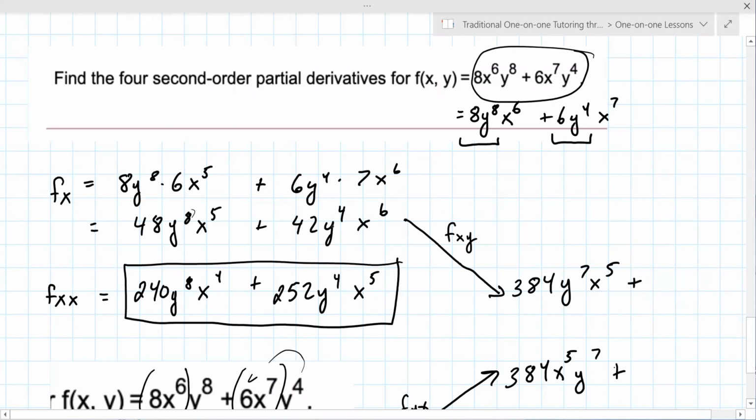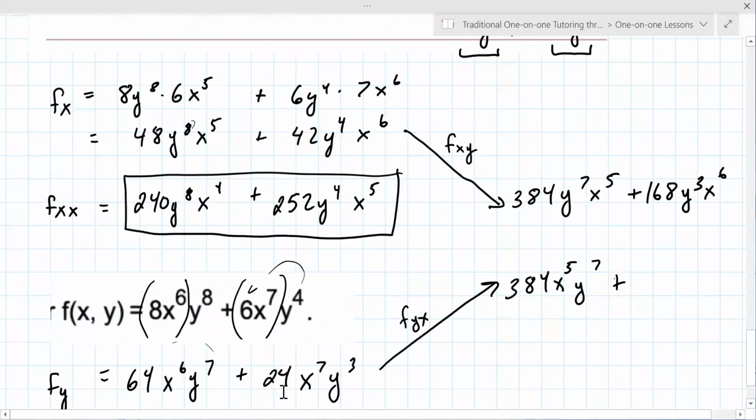Let me just correct this. 4 times that gives you 168 y cubed x to the 6th. Now I think it's going to work. 7 times that gives you 168 x to the 6th y cubed. Okay, so I did mess up a few places here and apologize for that. I think I've corrected. There's a 5 there. Yeah, that's right.